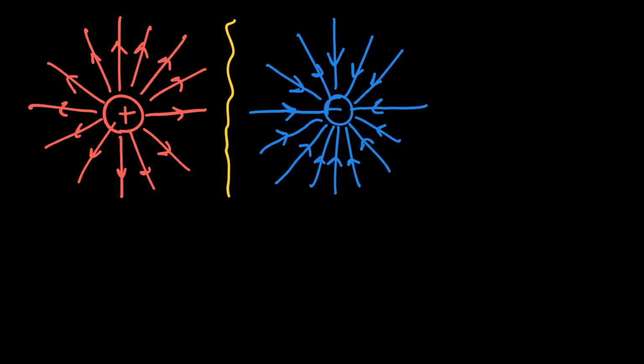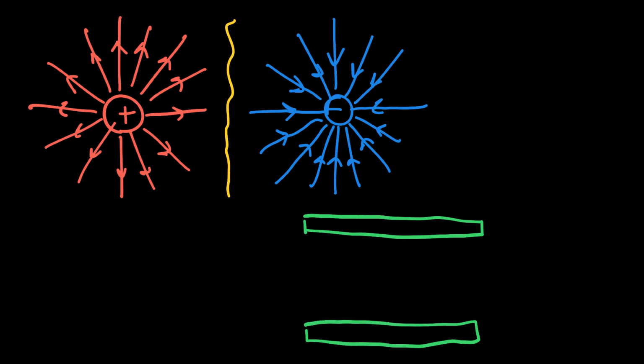The last thing that I would like to show is if I have two plates, let's say here's one of those plates, and then here's another one of those plates, and one of those plates has a positive charge on it. So everywhere along this plate there's a positive charge. And then on the other plate there's a negative charge. So everywhere on that plate there's a negative charge. What would the electric field look like between those two plates?